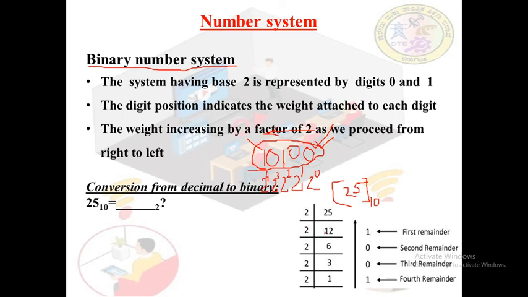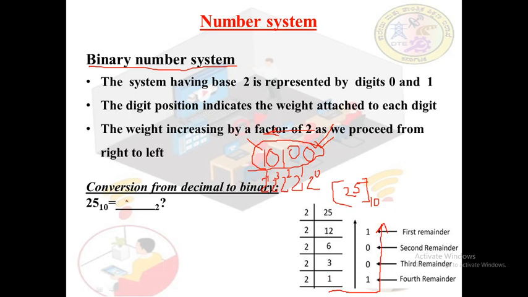Next, 2 6s are 12, no remainder, 0. 2 3s are 6, no remainder, 0. Again, 2 1s are 2, 3 minus 2 is 1. And finally, division of 1 is not possible. Therefore, we have reached the end. The equivalent binary number will be 1 1 0 0 1. We travel from bottom till top.